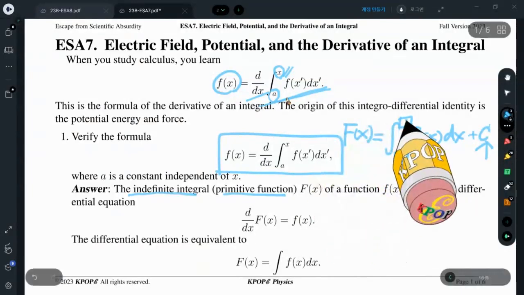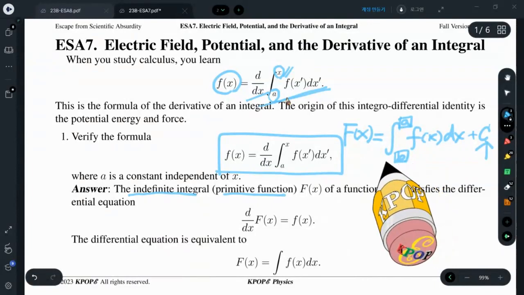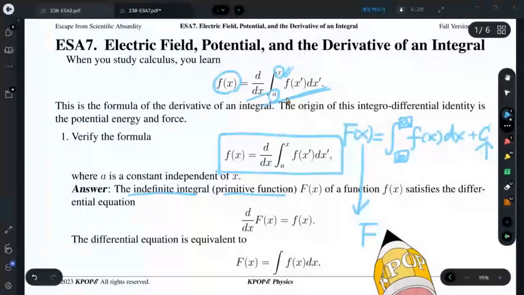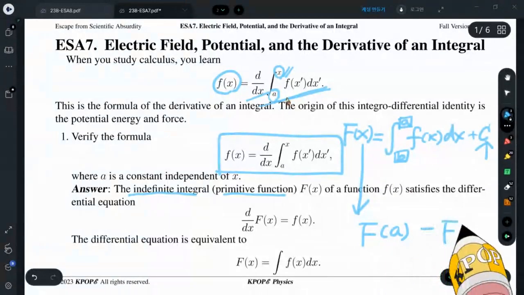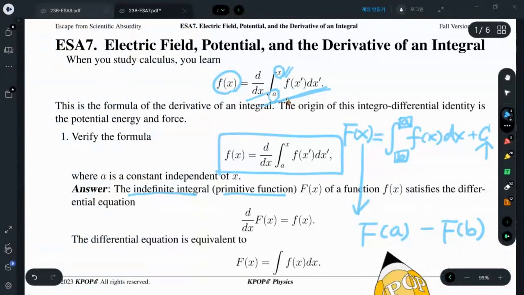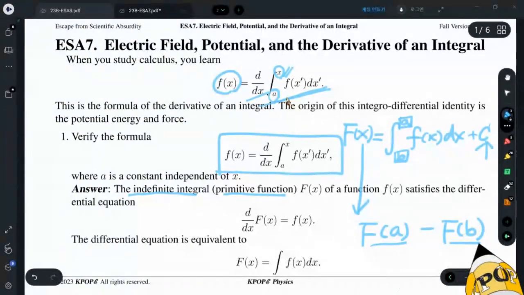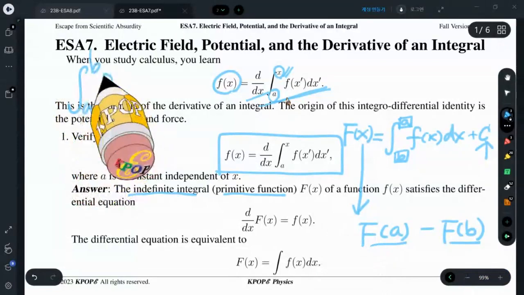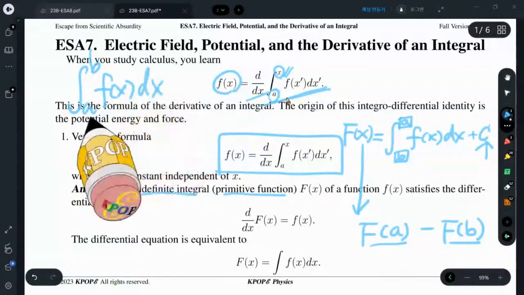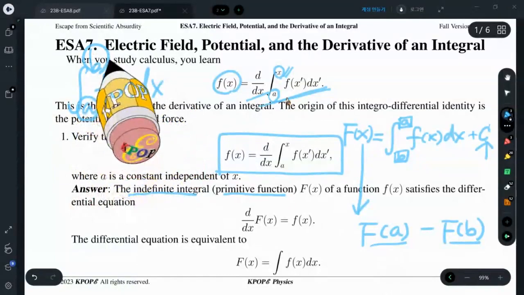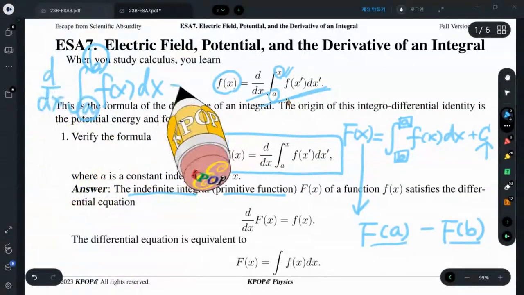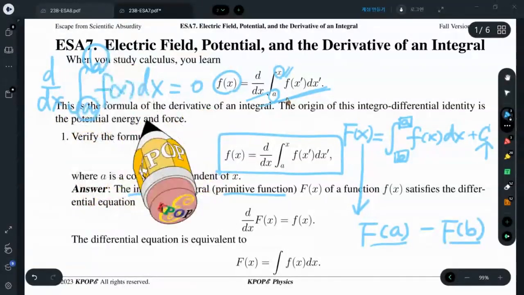And then we have an upper limit and a lower limit. In that case, this one is replaced with F of a subtracted by F of b. Okay, because this is a pure number, it is not a variable. If you take the derivative of this with fixed upper limit and lower limit, it is 0 because it is a constant.